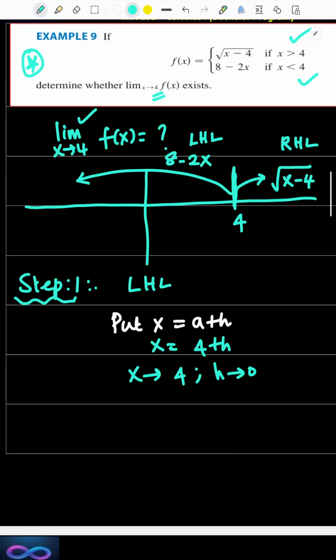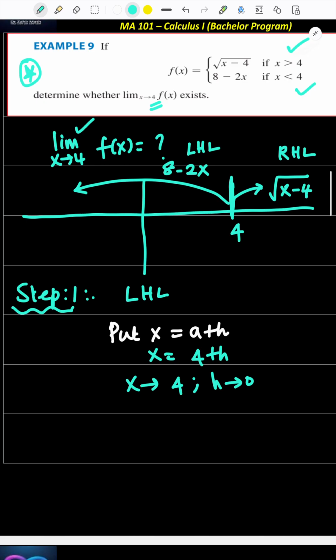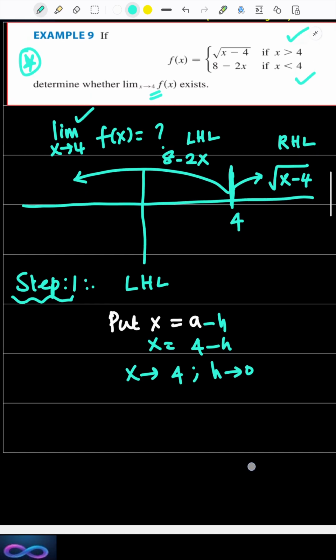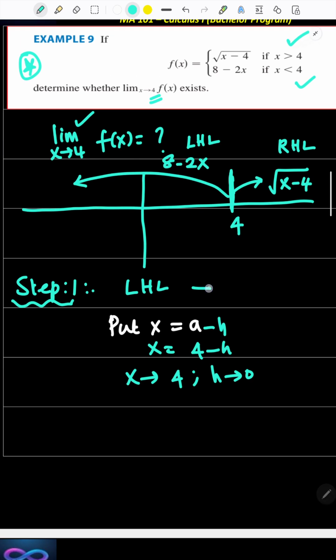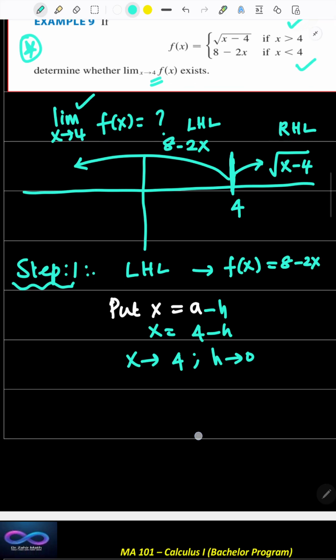Right. So which function are you going to choose now? You are going to choose left hand. Oh, sorry, I made a mistake. Left hand limit is minus, right? So for the left hand limit, what is the function? The left hand limit is 8 minus 2x, right? So the function for this is f of x equals 8 minus 2x, which is left hand limit.